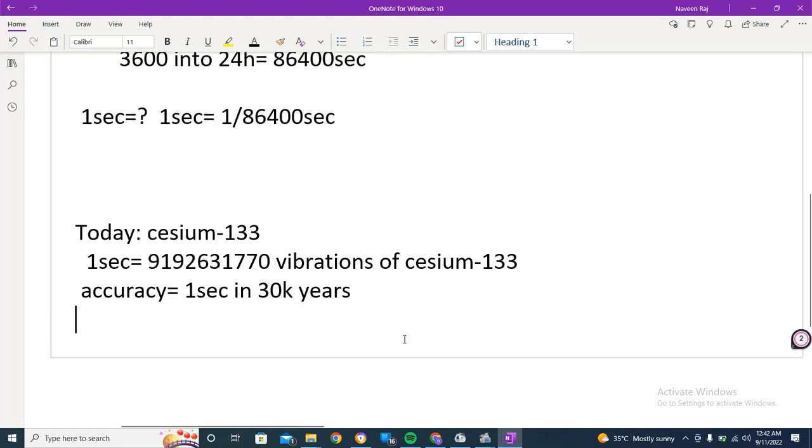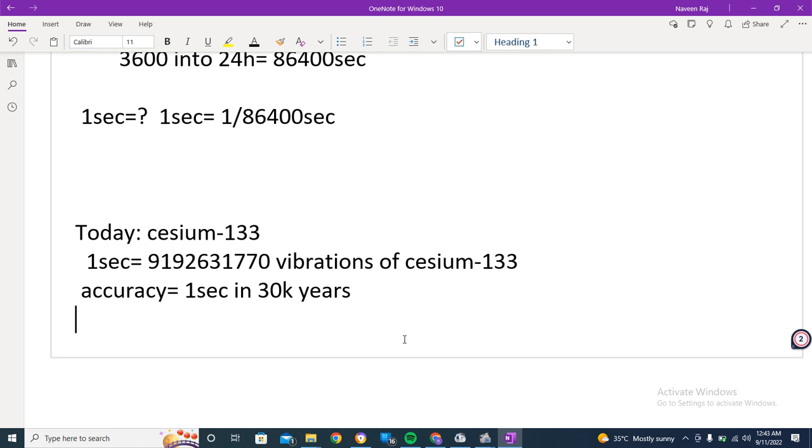Okay, so it has an accuracy of 1 second in 30,000 years, and that is quite enough. If a man lives 60 years, throughout his whole life there will be a change of just 2 seconds, and that is quite enough to manage.